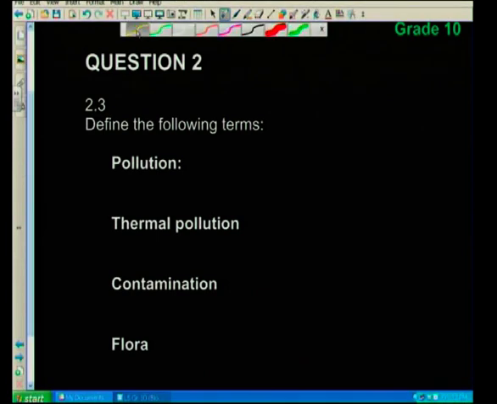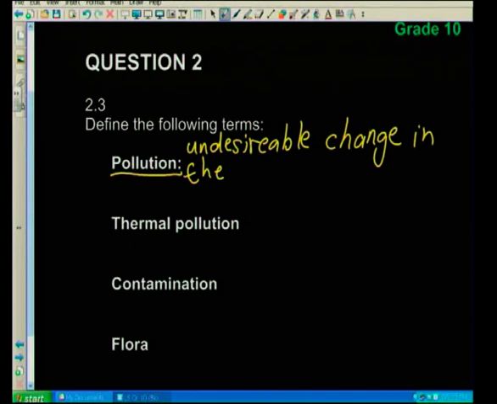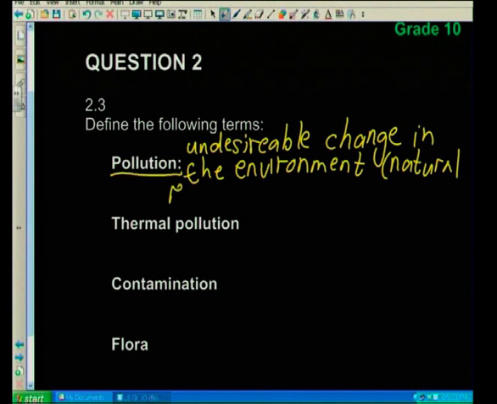So let's look at the first term, pollution. What is pollution? Remember we said pollution is caused by humans. If I have to give a definition, I'm going to say it's an undesirable change. That means that we don't want that. We don't want anything to happen to our environment. So it's an undesirable change in our environment, and I can say in brackets, our natural resources.